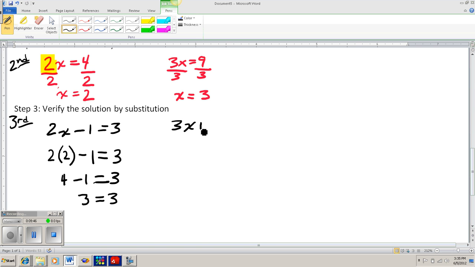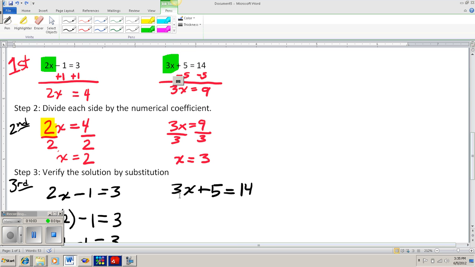3x, rewrite it, plus 5, equals 14. I rewrote it. Now if my answer is x equals 3, I need to show that I can prove it. Instead of x, I put in my value for x: 3 times 3 plus 5 equals 14.